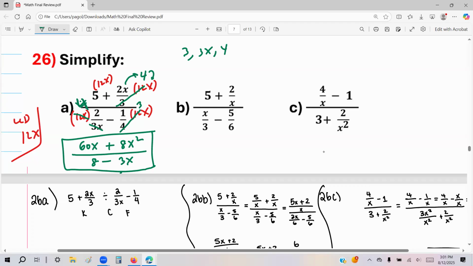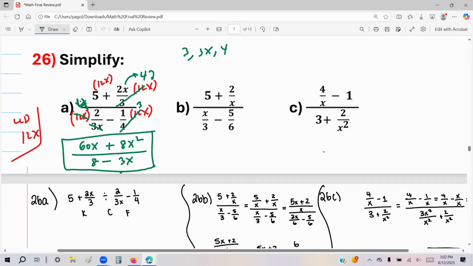So why did you get 15? There is no 15 I see here. I simplified 5 plus 2x. How can you simplify that? Oh, you took the LCD of the numerator and denominator separately? Okay, so you have 15 plus 6x divided by 3, 15 plus 2x divided by 3, divided by 8 minus 3x divided by 12x. How did you do it?